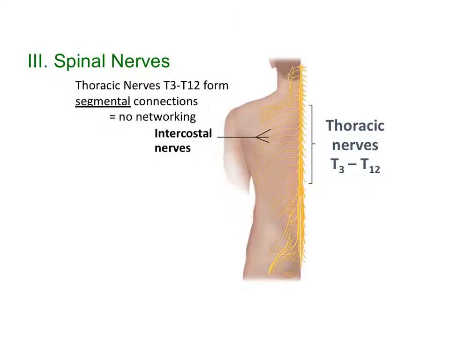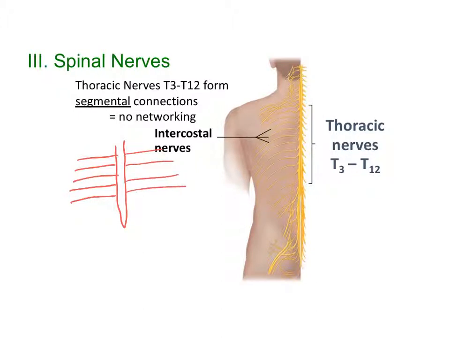The thoracic nerves between T3 and T12 form a structure called segmental connections. If you have your spinal nerve and spinal cord, segmental connections mean that there's no networking, so the spinal nerve that's superior does not cross with the spinal nerve inferior to it. So this is segmental. Think of it as segments of the body.